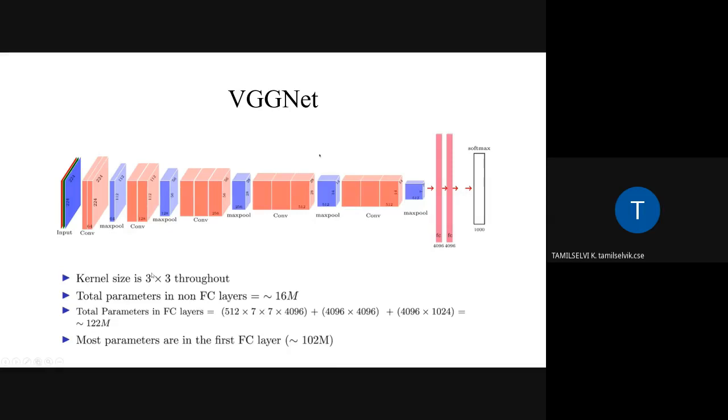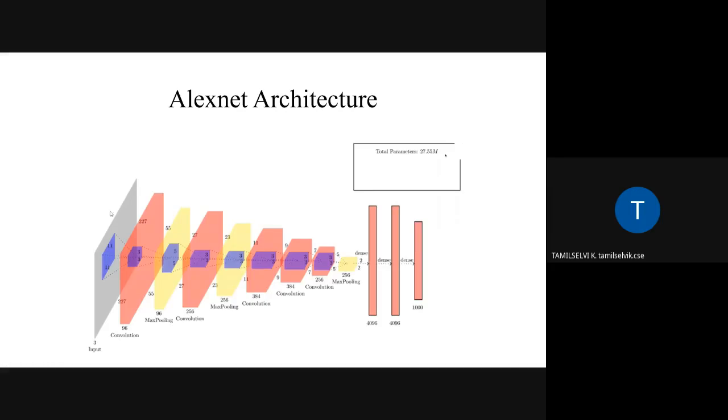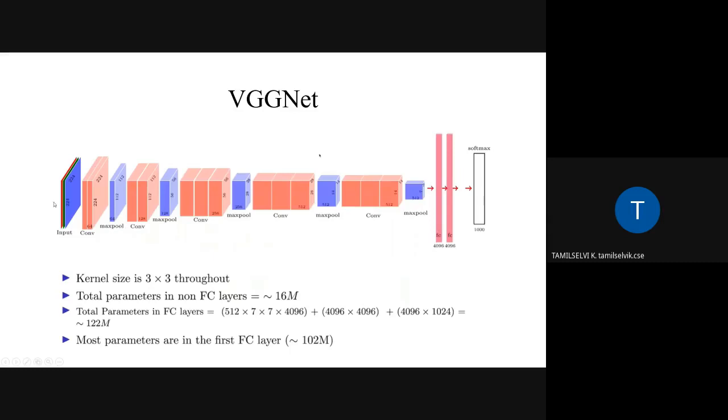If you go with this, see here, your image will accept 227 cross 227 cross 3 input. If you go with the VGG, it has to be 224 cross 224. Whatever the size of your image may be, if you are using the VGG model, you have to transform your image into a size of 224 cross 224. Here the depth is 3 because the input is RGB.